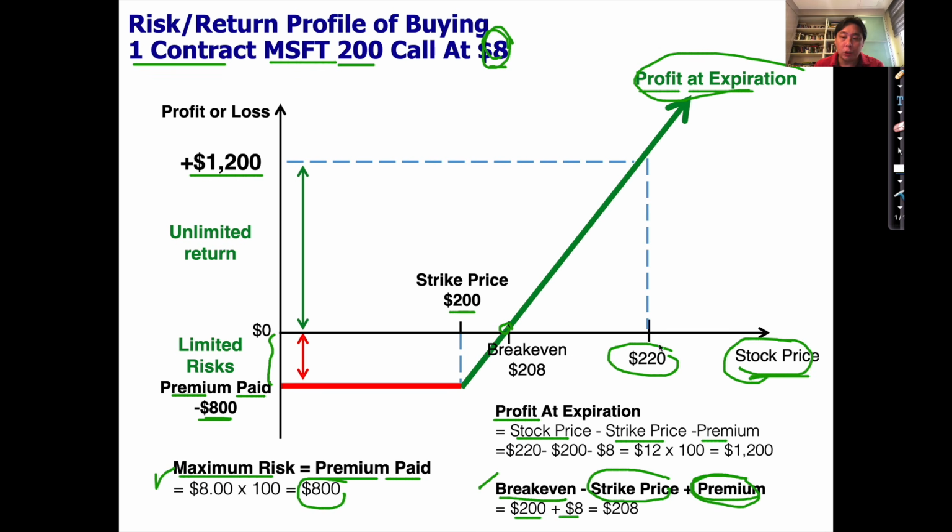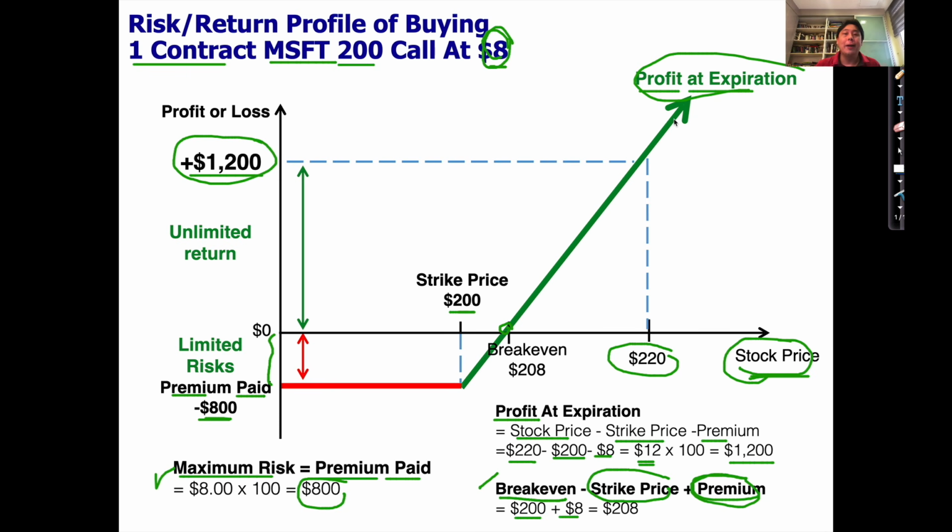So in this case, what's the stock price? It goes to 220, right? Minus the strike price, which is 200, minus the premium that you paid, $8, that gives you $12. $12 times 100 shares gives you $1,200. There we go, $1,200 in profit. And again, this is the profit you will make at expiration. But if you sell the option before expiration, you will make more than $1,200.